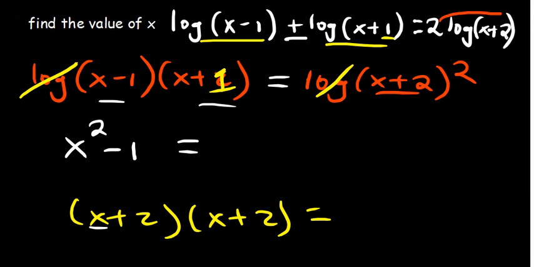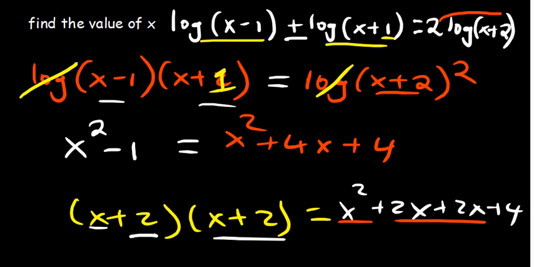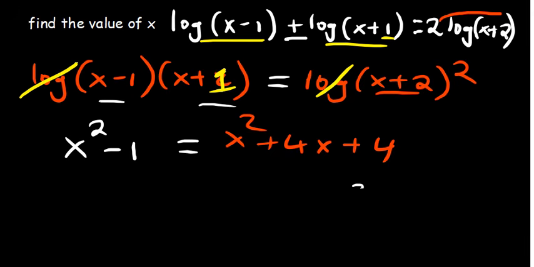Multiply the x with what's in the other brackets. You have x squared plus 2x. Multiply the 2 again with the other part, so you have again 2x plus 4. If you simplify that, you have x squared, 2x plus 2x is 4x, and you have a 4 there. So we've simplified it. Our goal is to find the value of x.